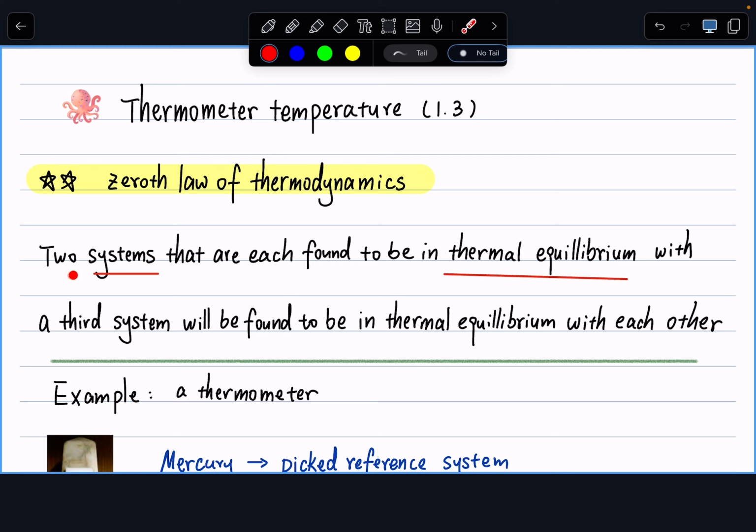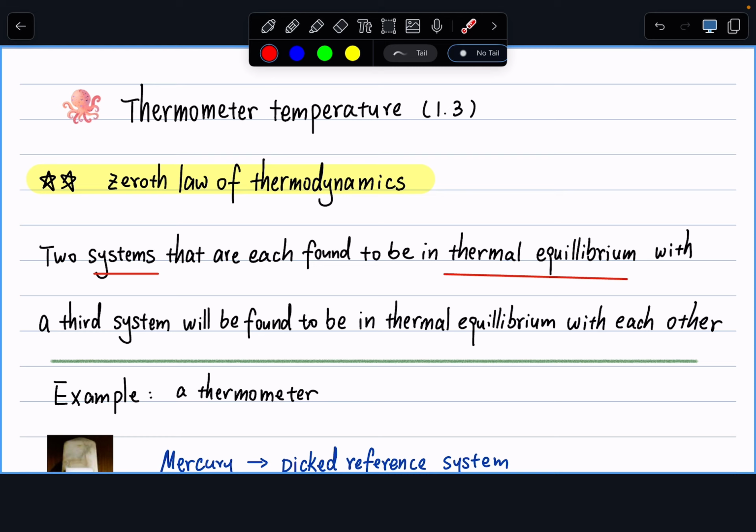And if these 2 systems are in thermal equilibrium, again, we went over the definition of thermal equilibrium in our Monday lecture. Thermal equilibrium tells you that adding a non-adiabatic wall will not cause any change. And if 2 systems are each in equilibrium with a third system, then they must be in equilibrium with each other.